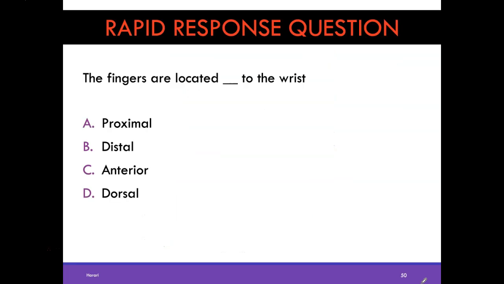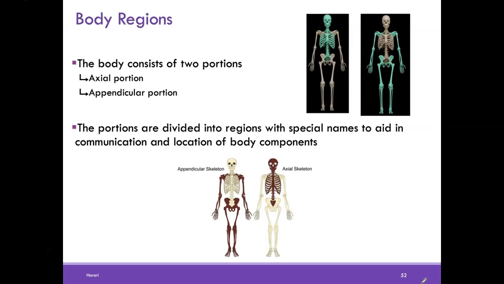So the fingers are located blank to the wrist. You can pause here. And since the fingers are farther away from the points of attachment, the fingers are distal to the wrist. The rib cage is located blank to the heart. This is anterior. The answer is C.